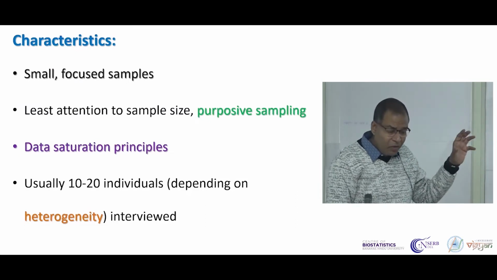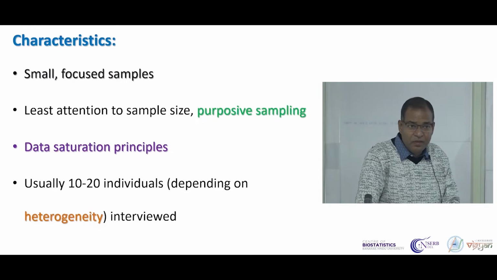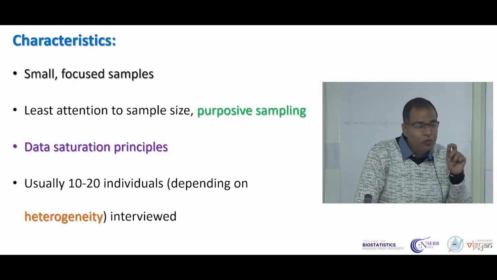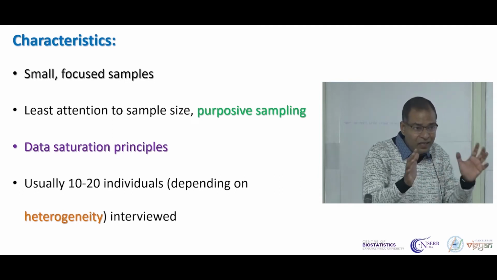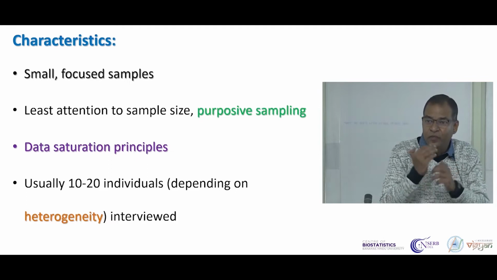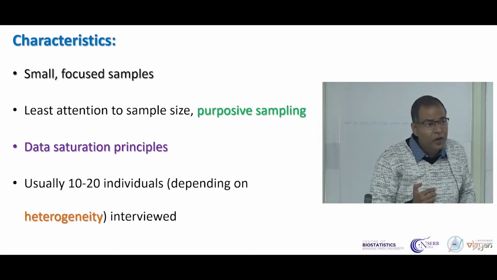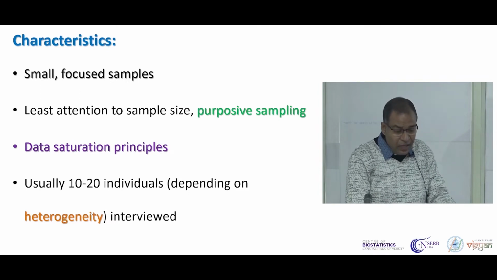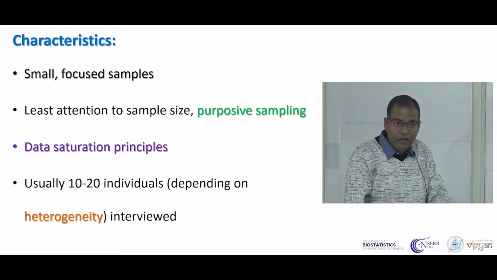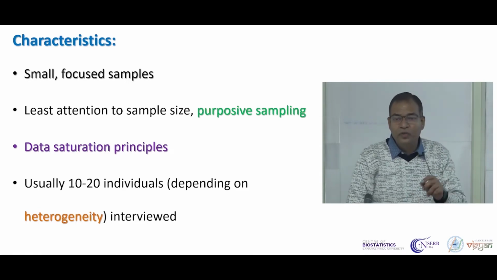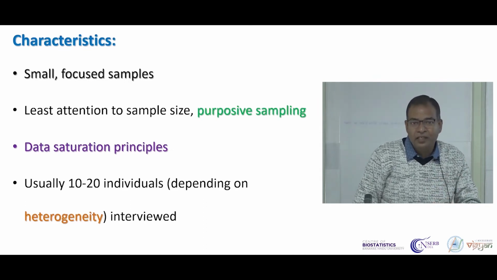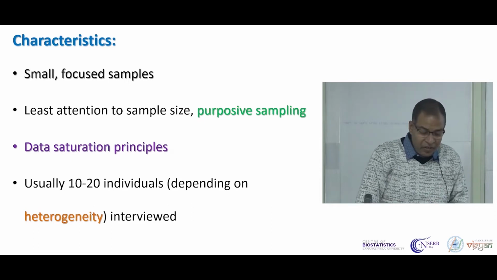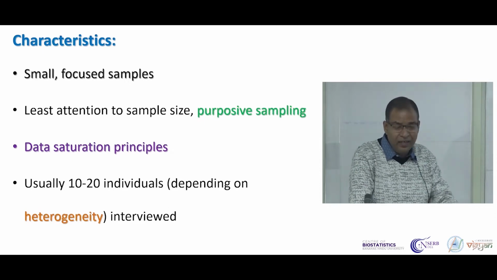What are the characteristics of the qualitative approaches? You see, the small focus samples. Small focus samples, because we have to carry out 1:1 interviews, known as the in-depth interview, and again we collect 6 to 12 participants simultaneously and carry out one interview. That interview is known as the focus group discussion. Here there is least attention to the sample size. In quantitative study design, which we will discuss, there are so many issues and assumptions by means of which we determine the sample size. But here there is least attention to the sample size.